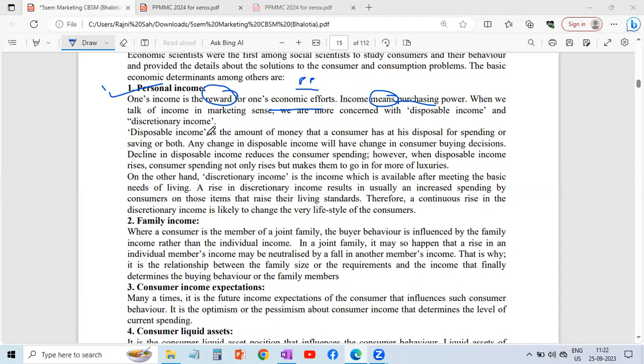Now, disposable income, when we understand that, disposable income means the money that is left in our hands ultimately for savings or for expenditure purpose. Now, if there's a decline in disposable income, then what happens is we are ultimately not having much money in our hand, then we cannot go in for more luxuries.